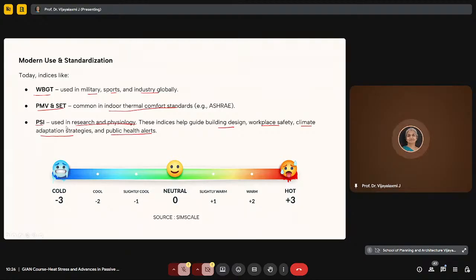How you feel is brought down to a 7-point scale, where 0 is neutral, +1 is slightly warm, +2 is warm, +3 is hot, -1 is slightly cool, -2 is cool, and -3 is cold. Within this range, if someone indicates this range, then it is comfortable and good to go. Otherwise, no intervention is needed.